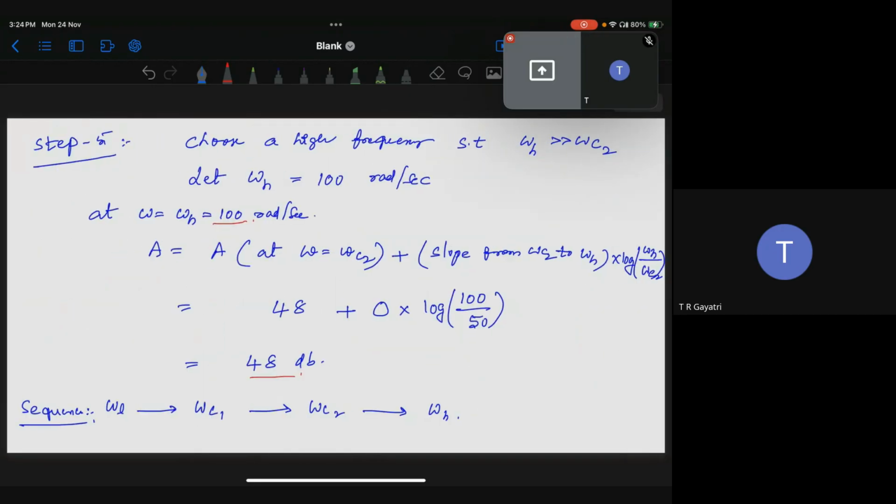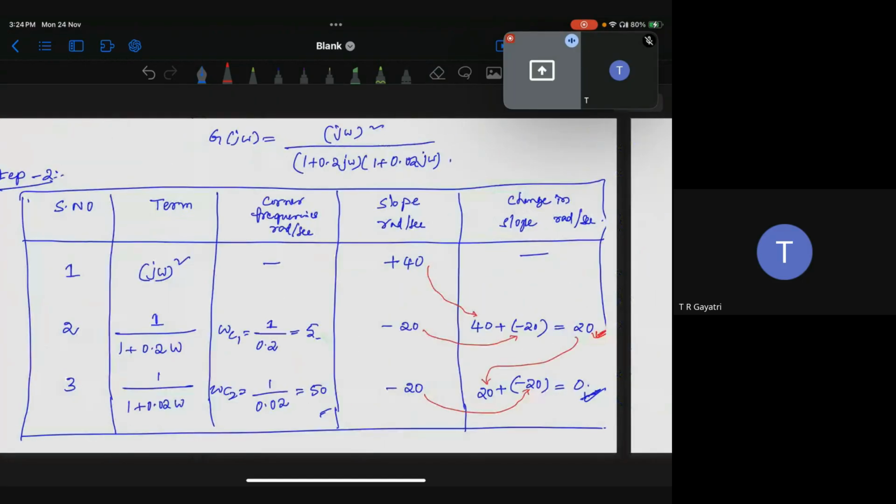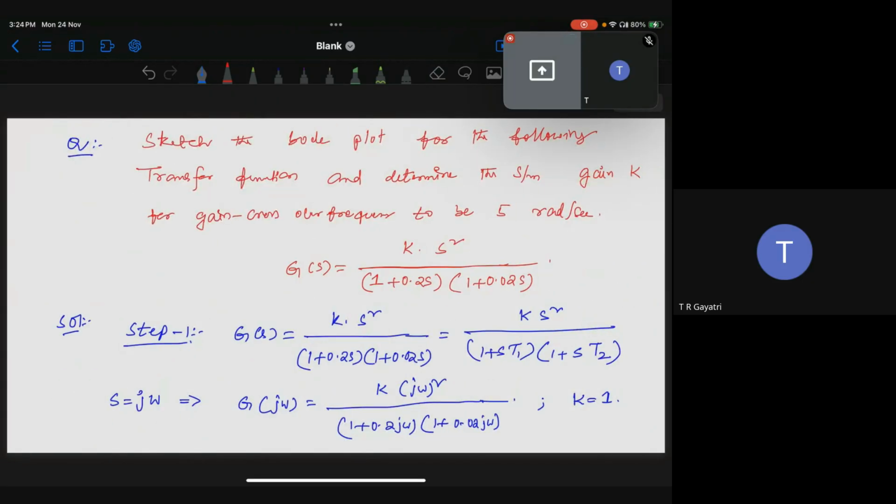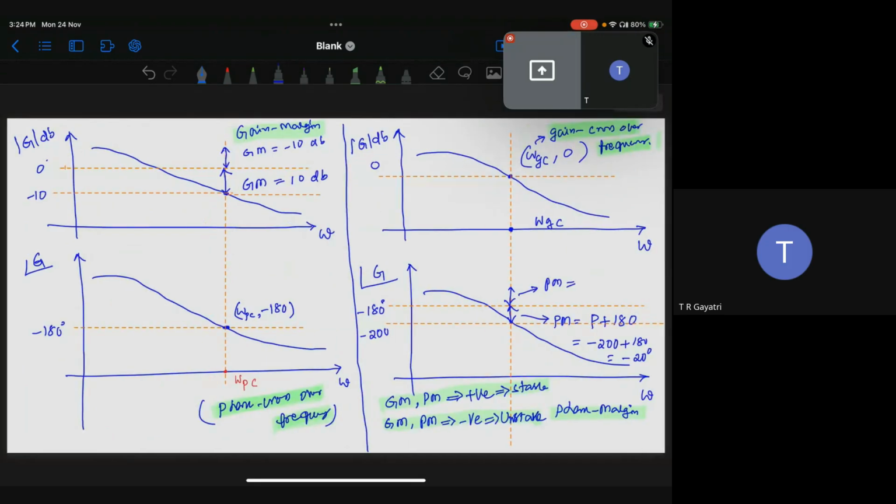Okay, so now look at our first question. Okay, so we have completed this part, drawing the Bode plot. Now we have to answer this question: what is the value of gain k for which we get our gain crossover frequency as 5 radians per second? So basically, what is the gain crossover frequency?